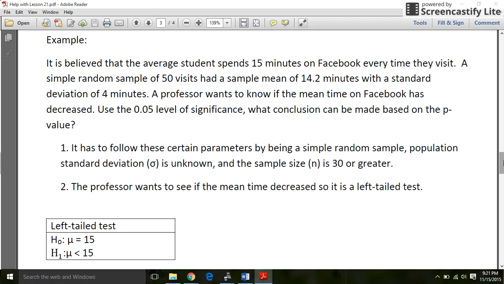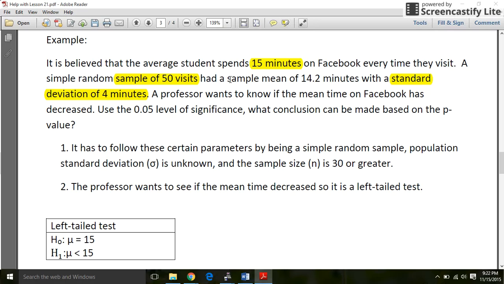All right. We have to make sure it has a simple random sample, which we see right here it does. We have to know if our sample size is greater than 30. And let's see, here it is. Our sample is of 50 visits. So that's definitely greater than 30. And our population standard deviation is unknown. And that's true because I have my sample standard deviation here of 4 minutes. So because all of that is true, I can use a t-test. Okay? And I'm going to keep going through right fast and see what else I need to do. So here's 15 minutes. That's my population mean.